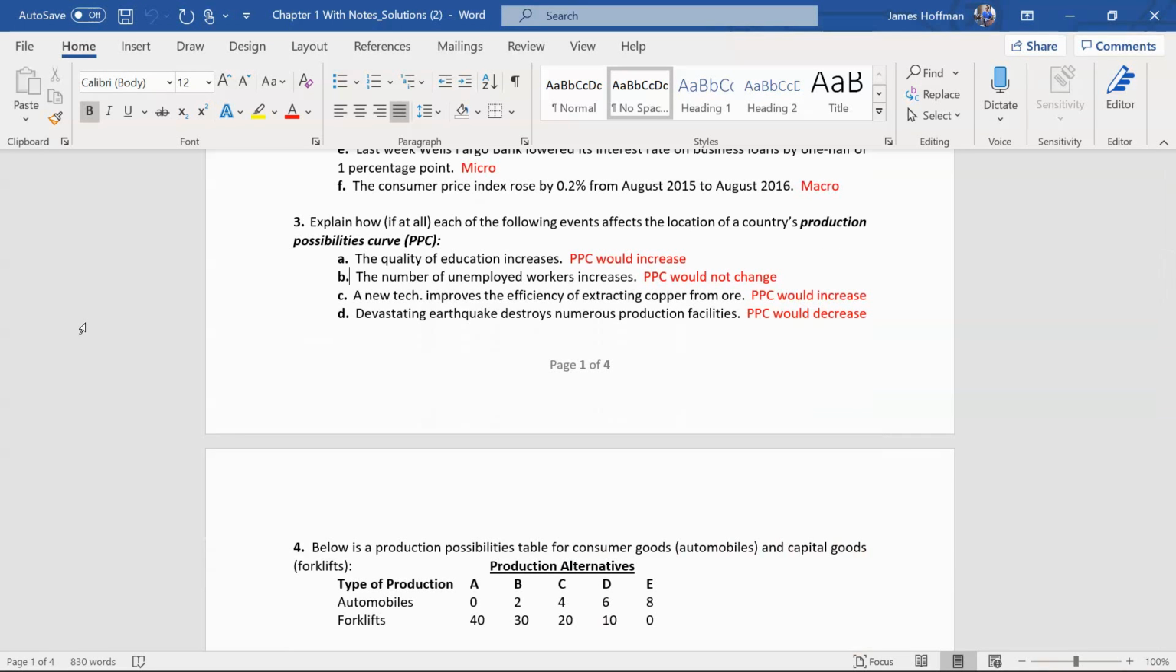Okay, B, this one's a little tricky, but let me explain. The number of unemployed workers increases. So this means that we now have more people unemployed, and here's the answer: the production possibilities curve would not change. Do we see why that's the case? Because what we can attain, or what the possibility is, has not changed. But what does change is where the country is. And so it's basically like, let me pull up the curve again.